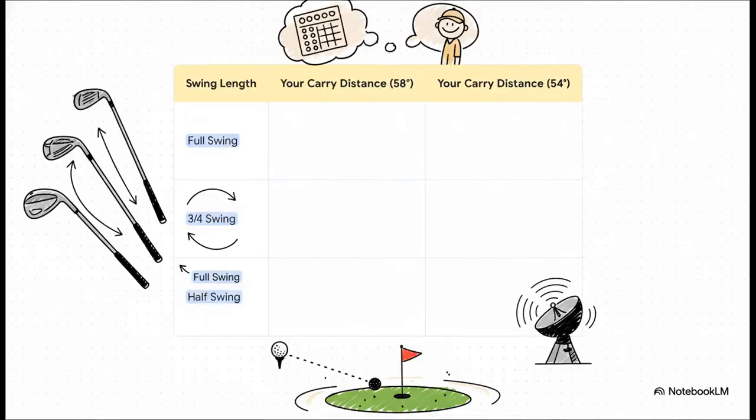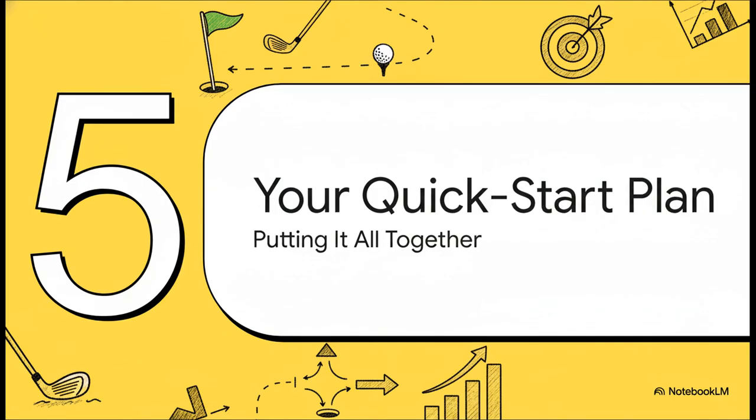And hey, you want a really quick way to save some easy strokes? Build yourself a wedge matrix. Just go to the range and hit full, 3/4, and half swings with each of your wedges. Then write down the average carry distance for each one. Now, when you're 83 yards out, you'll know without a doubt that that's your perfect 3/4 58-degree wedge. No more guessing.